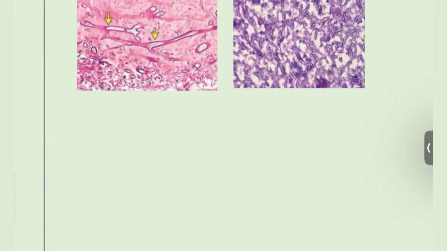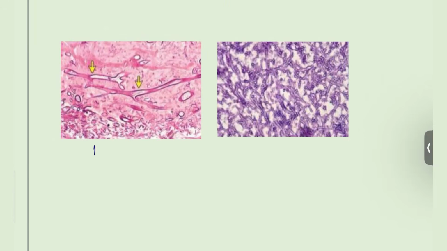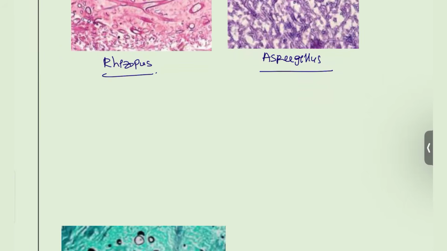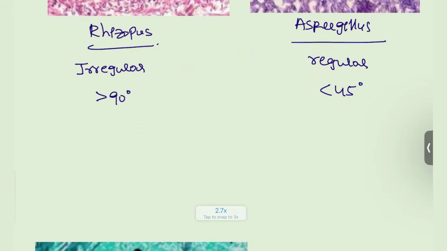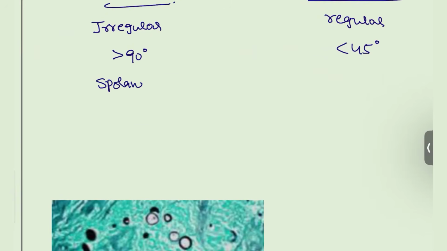So the main difference between the Rhizopus and the Aspergillus: this is the picture of the Rhizopus, guys, and this is your Aspergillus. First, both belong to the aseptate group only, but how are we going to differentiate between them? This is irregular aseptate, and this is regular. When we check the branching angles, it is more than 90 degrees here, and less than 45 degrees in this one. And there will be a sporangium formed in the Rhizopus or the Mucor. Here we are going to see the conidia. This is the main difference that you have to remember.